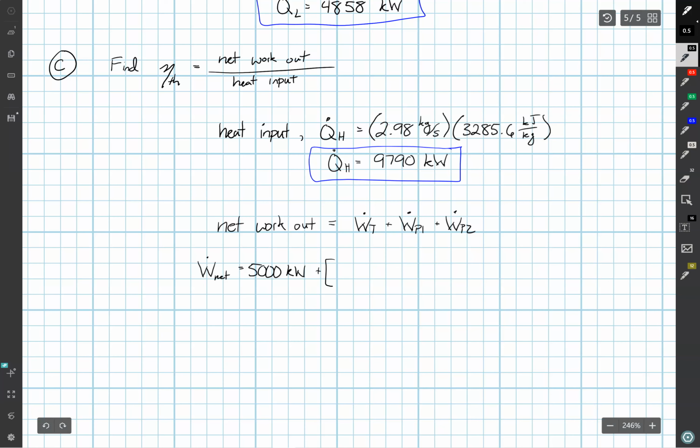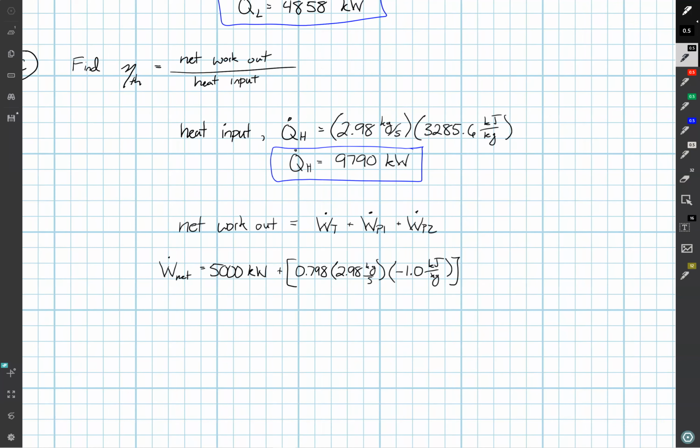plus the work of our first pump, which is the flow rate through that first pump, 0.798 times 2.98 kilograms per second. That's the mass flow rate, times the specific work, which is negative 1.0 kilojoules per kilogram. So that's W dot P1. And then a similar thing for the second pump, which is, again, the mass flow rate through that is 2.98 kilograms per second, times the specific work of that, which is minus 21.41 kilojoules per kilogram. So our first pump and our second pump.